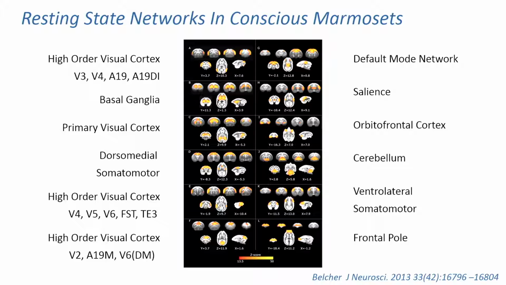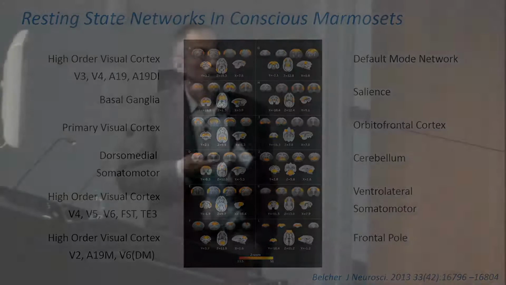So there are lots of visual areas. There is a basal ganglia area here, a somatomotor area. There is the default mode network, which is an area that is thought to always be on under normal conditions in the brain. There is a cerebellar network. So, in summary, this is data that further confirms that the functional organization of the marmoset is very much like that of the human, and these animals are perfectly valid animals to study in neuroscience.